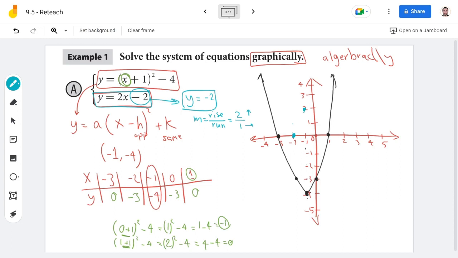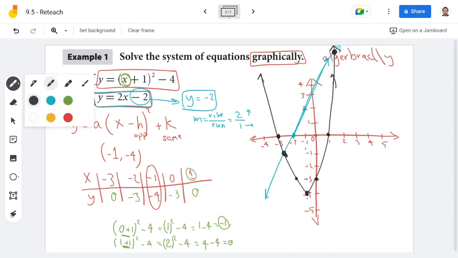Now graph your straight line, and as you can see, if we complete graphing my function, I'm 100% sure they will intersect somewhere here. As you can see, I have an intersection here and an intersection here. Let me mark it in yellow. This one intersects, and this one intersects.